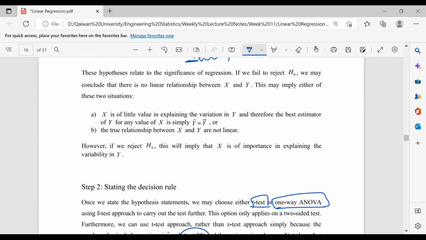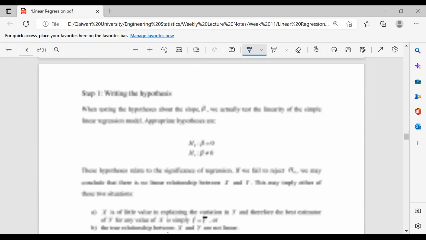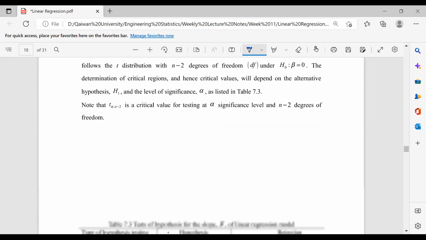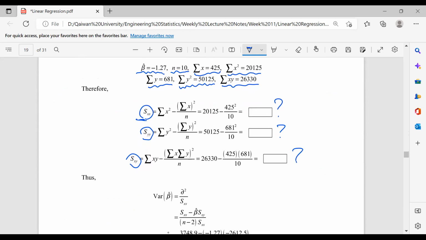Here above, we have this rule for variance, which is sigma squared. Sigma squared is 1 over n minus 2, multiplying by s sub yy minus beta hat s sub xy. So the most important thing here is to find s sub xx, s sub yy, s sub xy. If you have these values, you can get all of these just by using the rules.